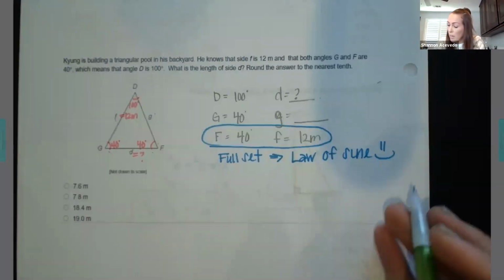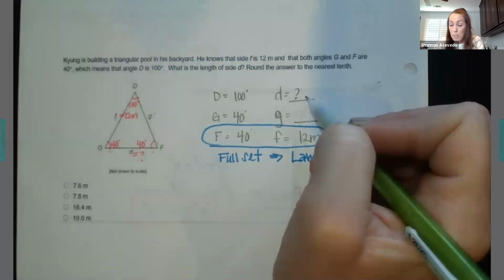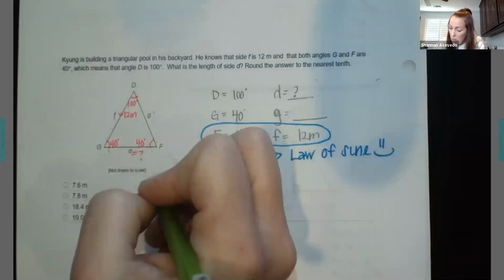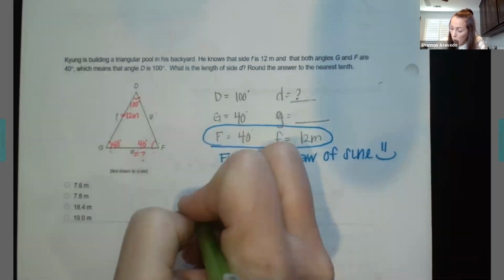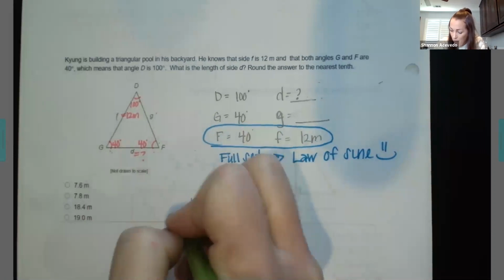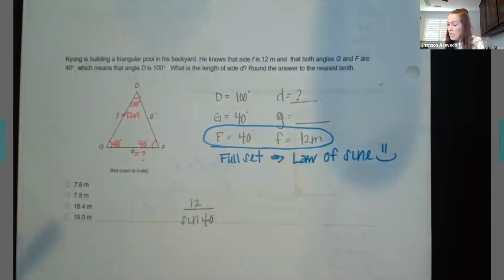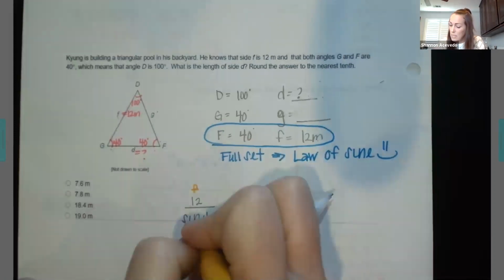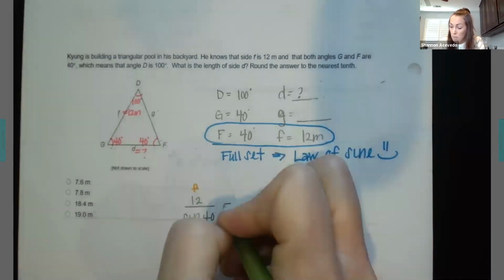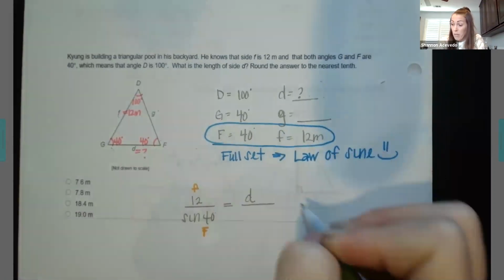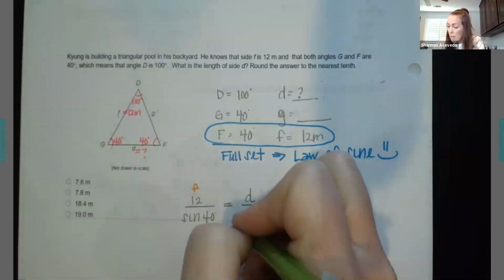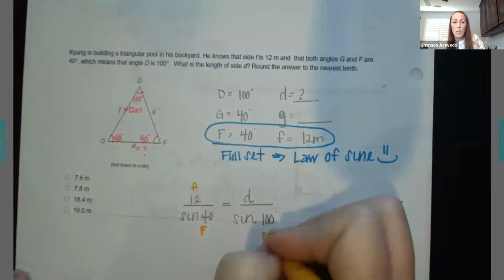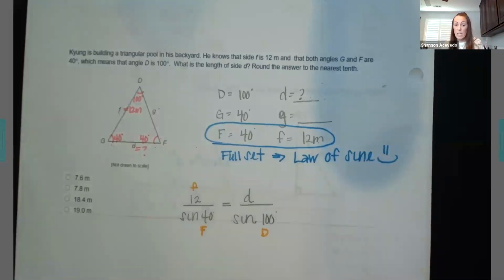So I go ahead and I go, okay, well, if I'm looking for D, then I'm gonna need to use my D's and my F's, my set of D's and my F's. So I'm gonna set this up and I'm gonna do 12 all over sine of 40. So again, this is my side F over my angle F is equal to my side D that I'm looking for. I don't know what it is, all over sine of 100 degrees. That's my angle D. So if I'm going to use law of sines and I want to solve for D, then I'm going to go ahead.